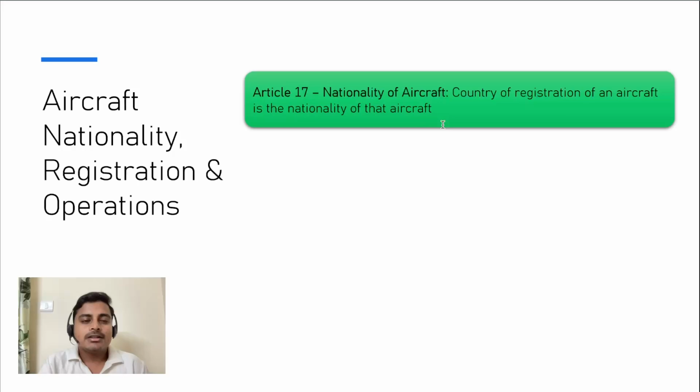Article 17 talks about nationality of an aircraft. Country of registration of an aircraft is the nationality of that aircraft. So every civil aircraft must be registered within a country, and the country it is registered in becomes the nationality of the aircraft. So just like people have nationalities, aircrafts too carry the legal identity of the state of registry. Some countries allow foreign ownership but require the aircraft to still be registered domestically to operate legally.